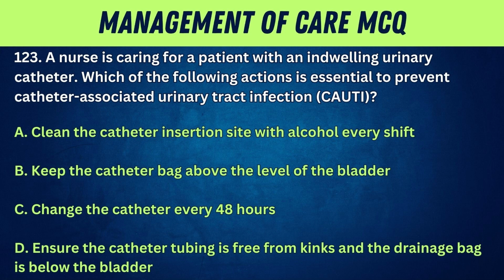123. A nurse is caring for a patient with an indwelling urinary catheter. Which of the following actions is essential to prevent catheter-associated urinary tract infection, CAUTI? A. Clean the catheter insertion site with alcohol every shift. B. Keep the catheter bag above the level of the bladder. C. Change the catheter every 48 hours. D. Ensure the catheter tubing is free from kinks and the drainage bag is below the bladder.